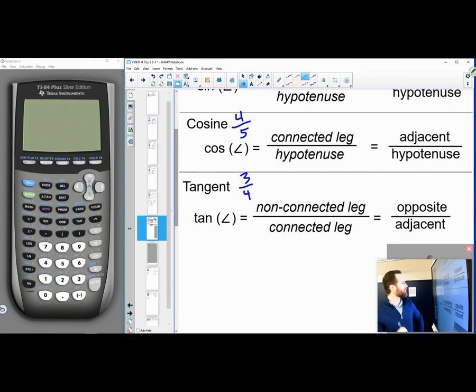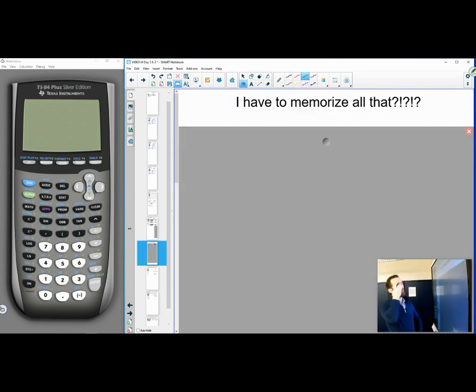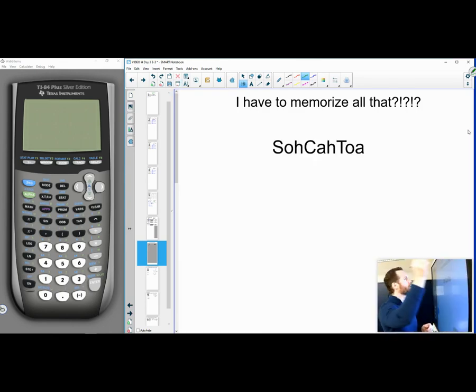And at this point, I wouldn't blame any of you watching this if you were thinking, wait a minute, I've got to memorize all of that? What's going on with this? That's too much. No, you actually don't. Because there's one stupid word that will give you all of that information, and we call it SOHCAHTOA. SOHCAHTOA. Essentially, it's broken up into 3 parts. This, this, and this. It's essentially 3 groups of 3 letters.